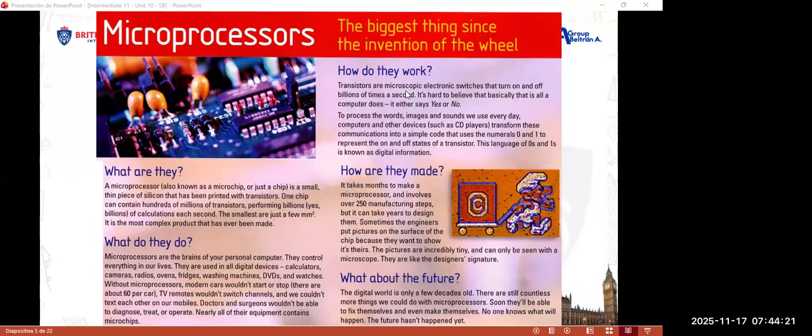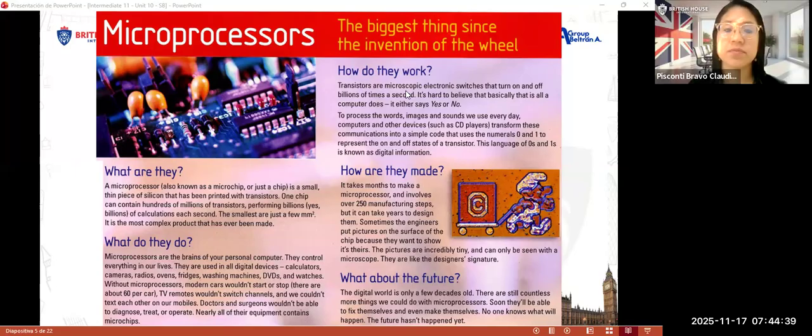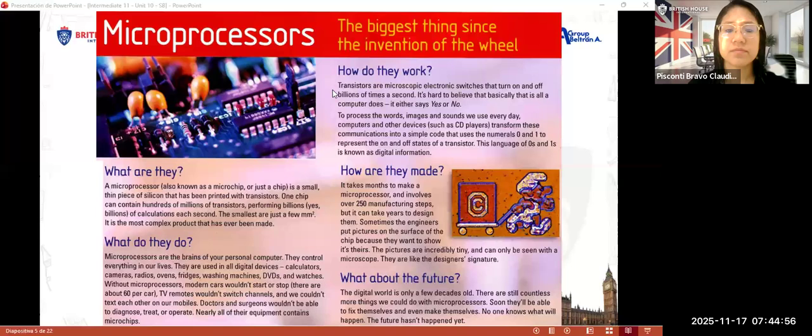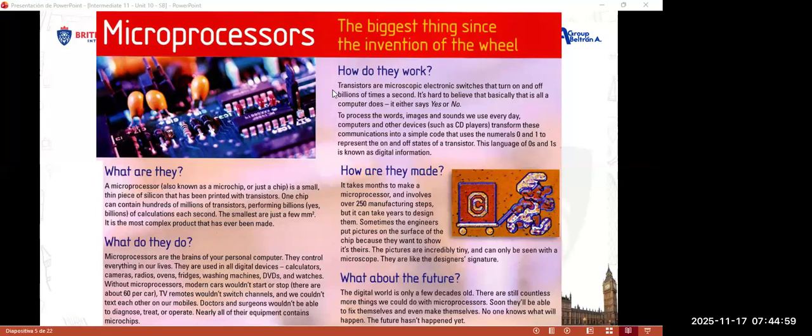What are they? A microprocessor, also known as a microchip or just a chip, is a small, thin piece of silicon that has been printed. Teacher, is it print or printed? Printed. That has been printed with transistors. One chip can contain hundreds of millions of transistors, performing billions, yes, billions of calculations each second.